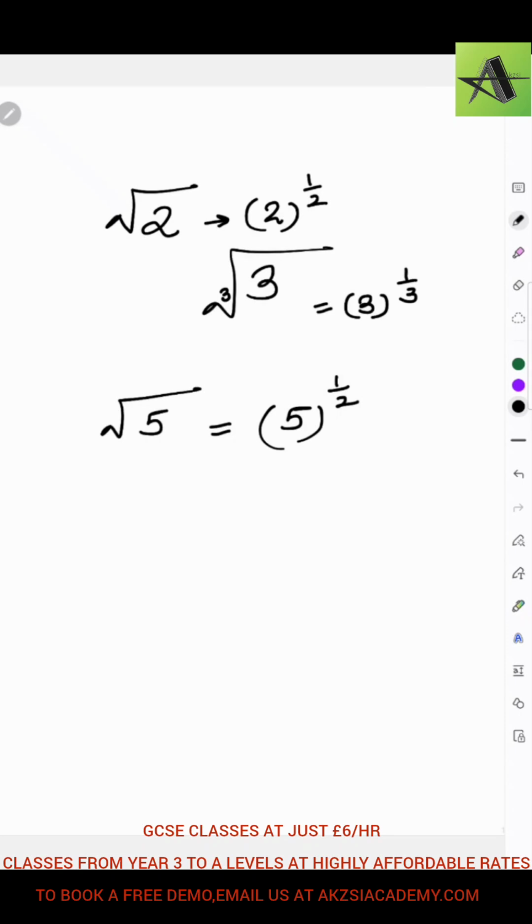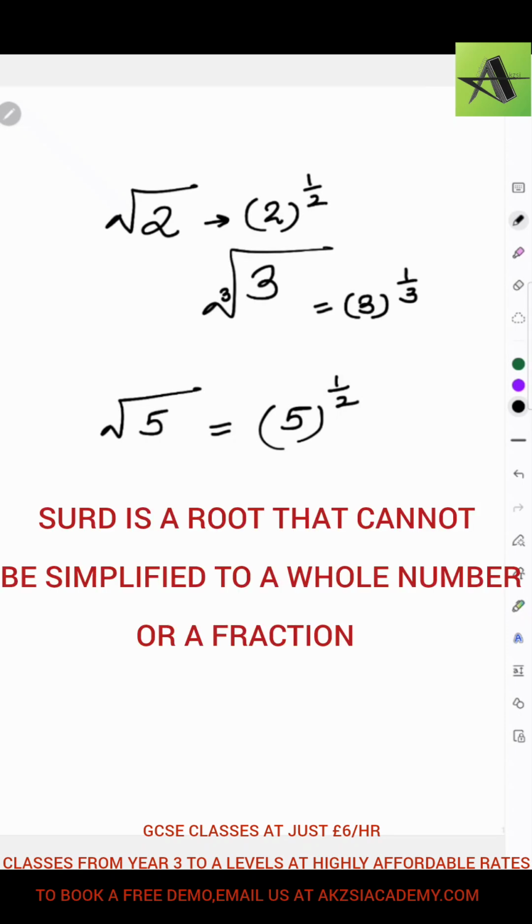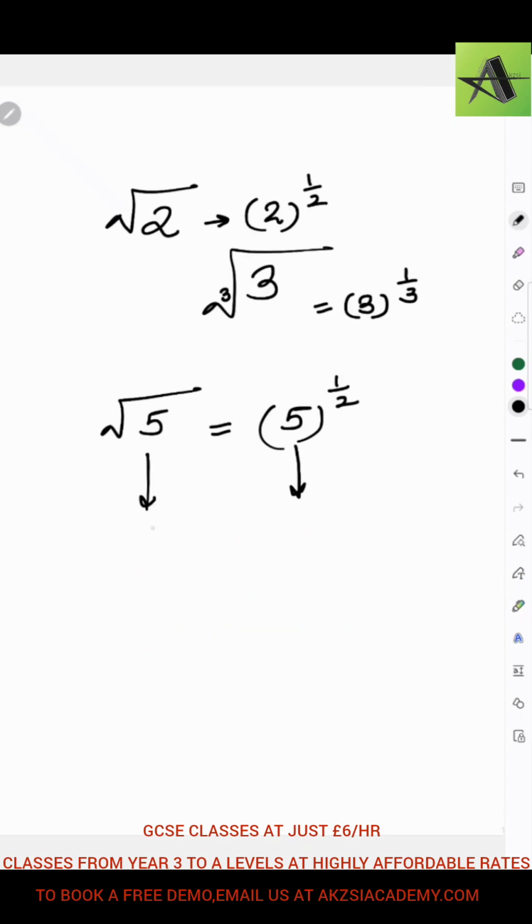So we can say a surd is a root that cannot be simplified to a whole number or a fraction. That means I cannot write it as an integer, or as a fraction. I can't say that root 5 is like 10 over 3 or 2 over 5, or anything that can be represented as a fraction or an integer. That is your surd.